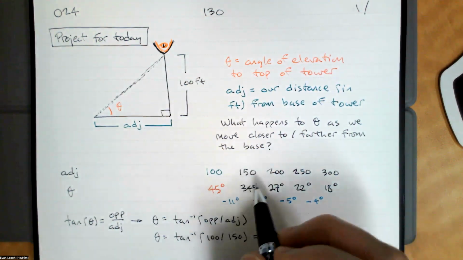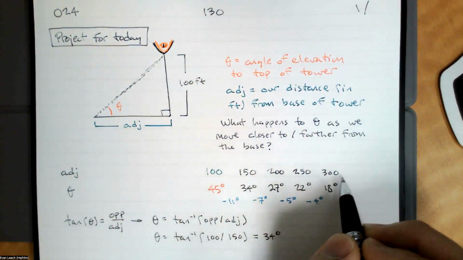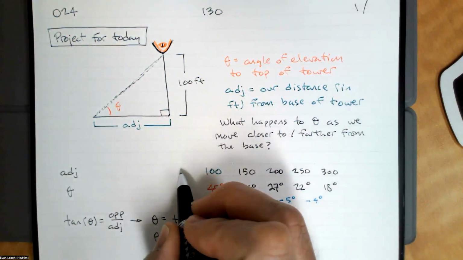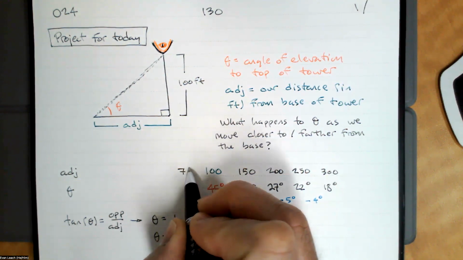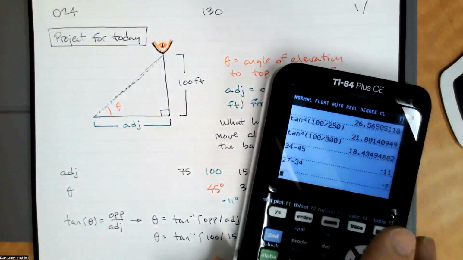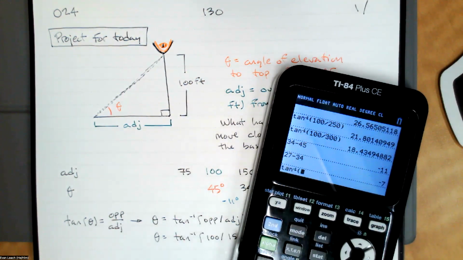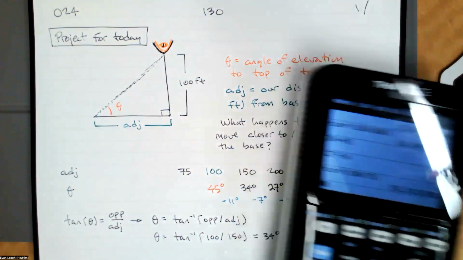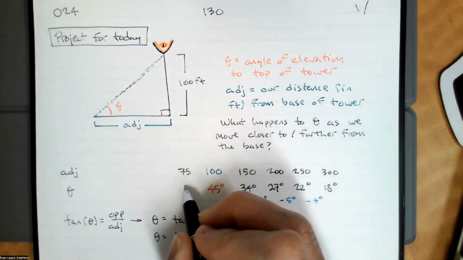So we did 50-foot increments over here because we had lots of space, but we don't have a lot of space on this side. Let's drop it down by 25. So what happens at 75 feet from the tower? We'll do a tangent inverse of 100 divided by 75. 53 degrees. As we suspected, the angle of elevation went up.